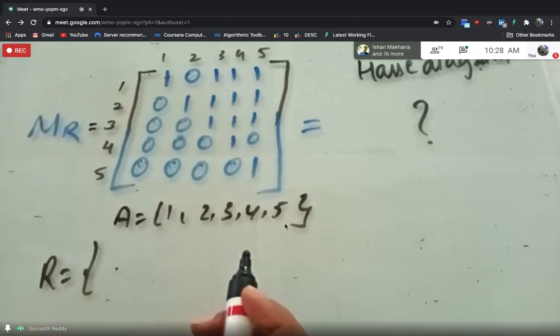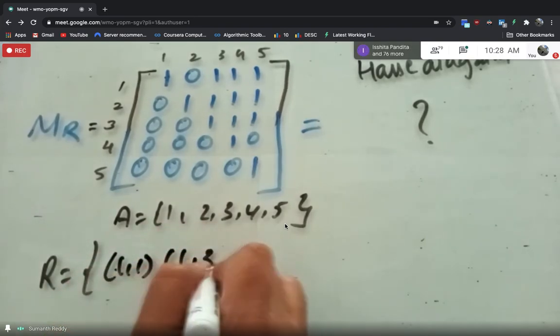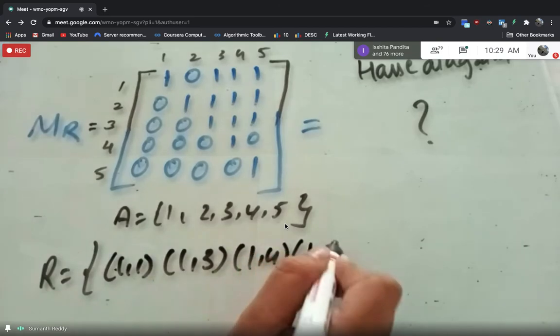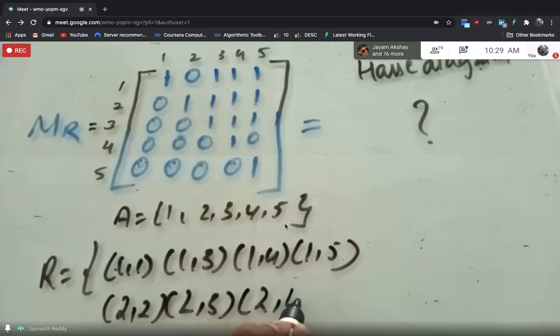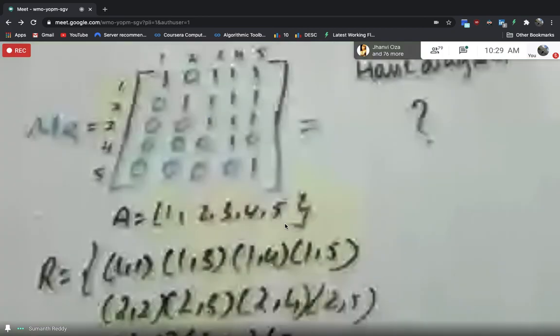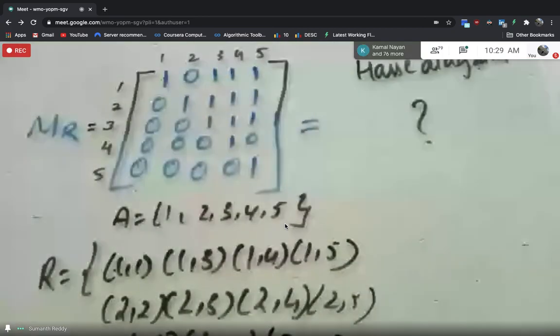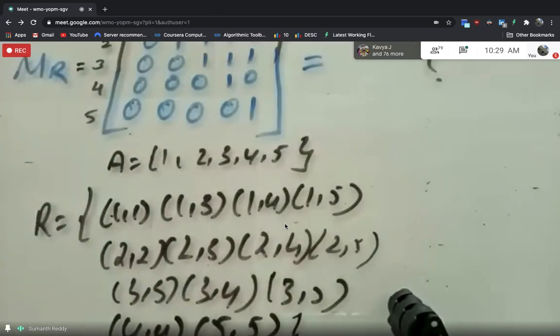So here the elements are 1, 2, 3, 4, 5. So based on this, let me include the ordered pairs 1, comma 1, 1, 3, 1, 4, 1, 5, 2, 2, 2, 3, 2, 4, 2, 5, 3, 5, 4, comma 4, and 5, comma 5. Okay. So now I have written the ordered pairs. I think with this easily you can write the Hasse diagram. Students, you just try to write the Hasse diagram for this.